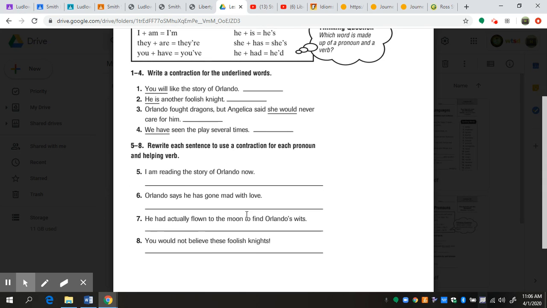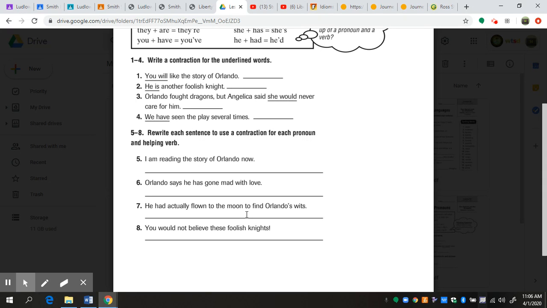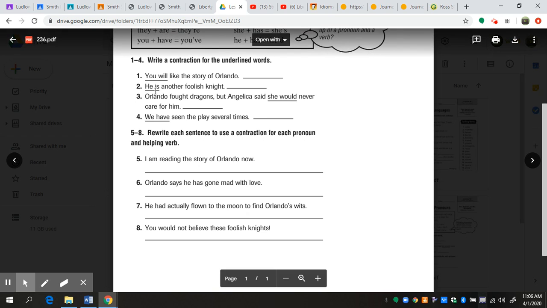So this is very similar to the page that you just did. For 1 through 4, write the contraction on the line, and for 5 through 8, rewrite the sentence entirely. So let's take a look at number 1. You will like the story of Orlando. You plus will equals you'll. Oh, you apostrophe L. Good.